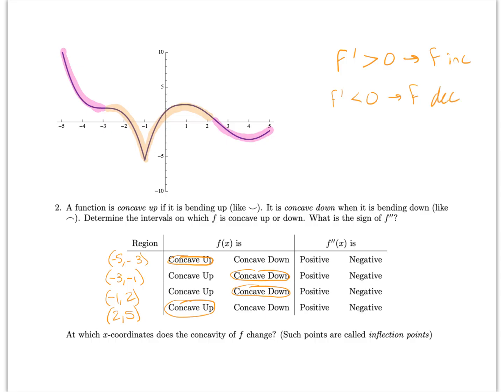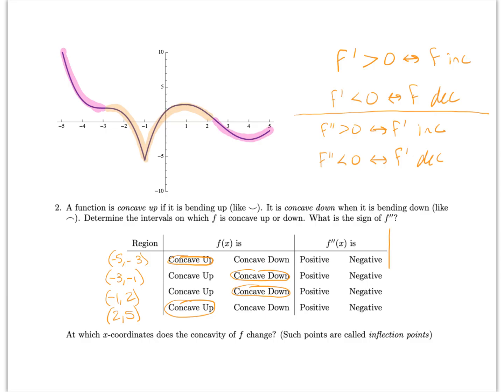So I can apply this same rule we just learned, where I think of f prime as the function and f double prime as its derivative, right? So if f double prime is positive, that would mean f prime is increasing and vice versa. And if f double prime is negative, that would mean f prime is decreasing and vice versa. Okay. So this is the same rule we just discovered. We're just, instead of applying it to f prime and f, we're applying it to f double prime and f prime.